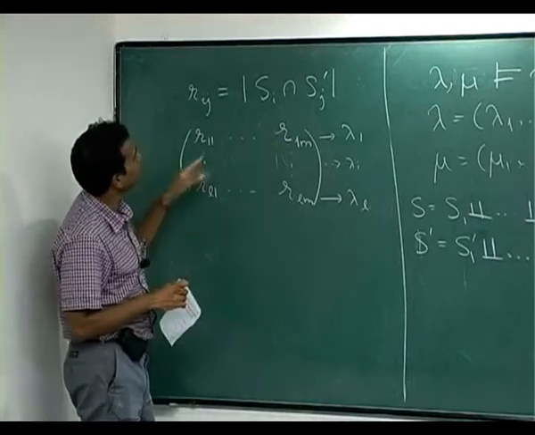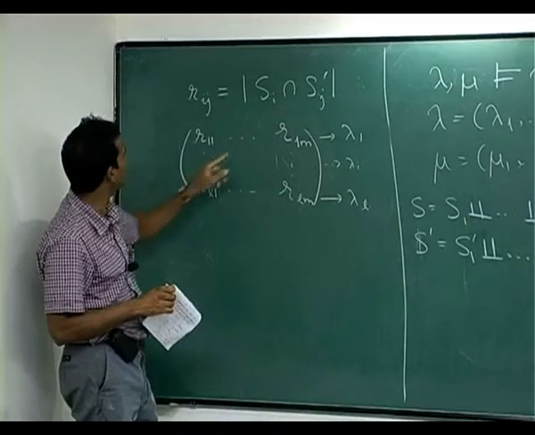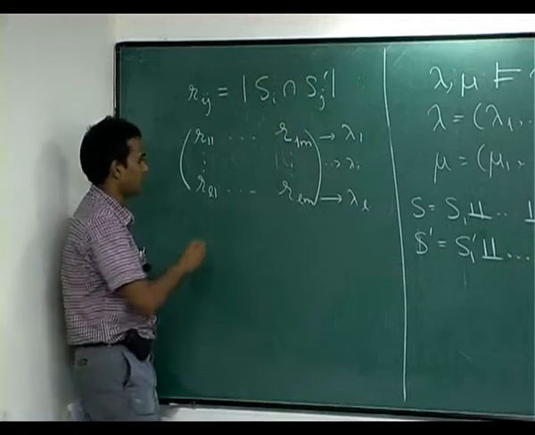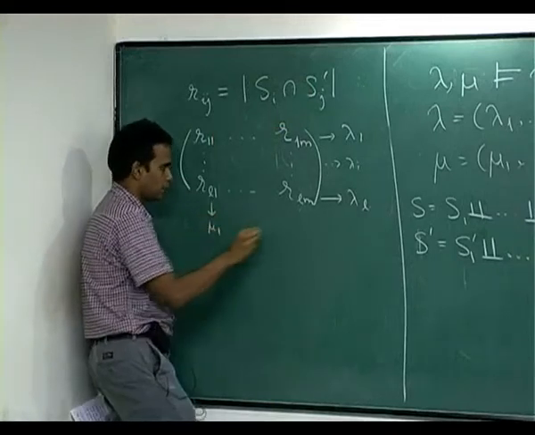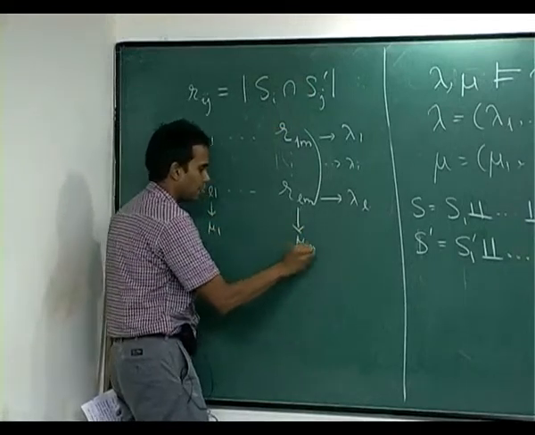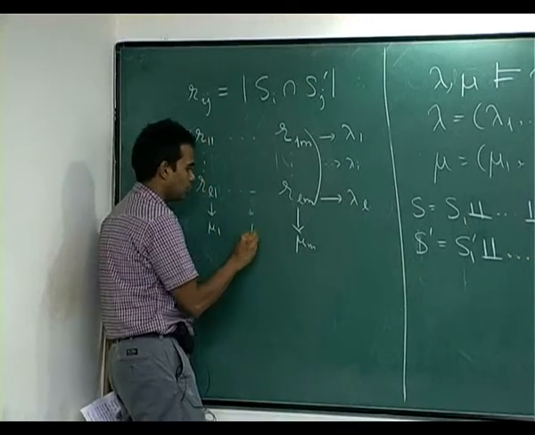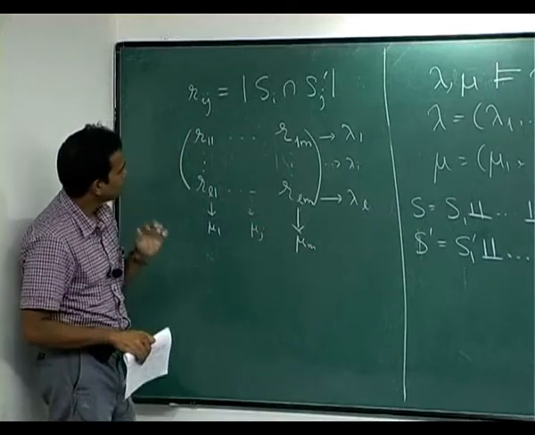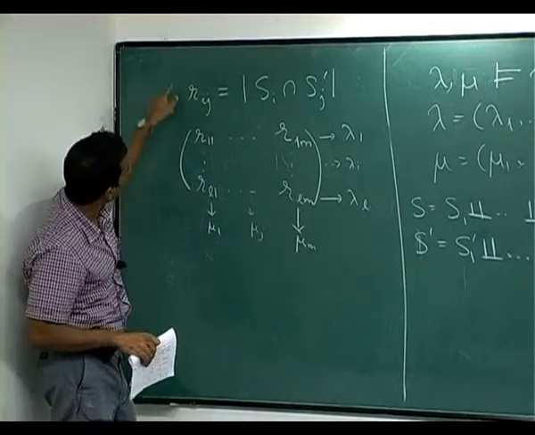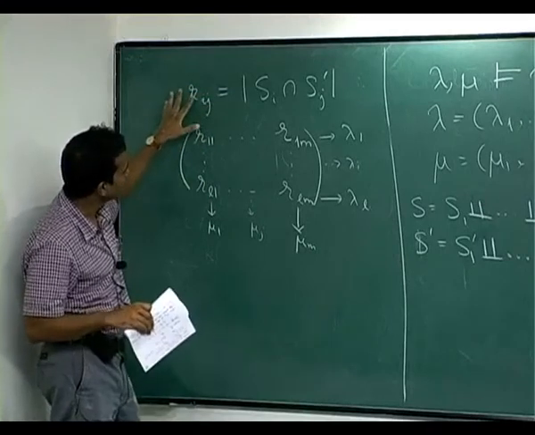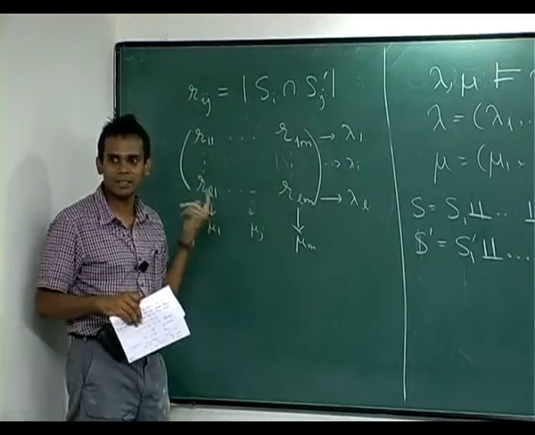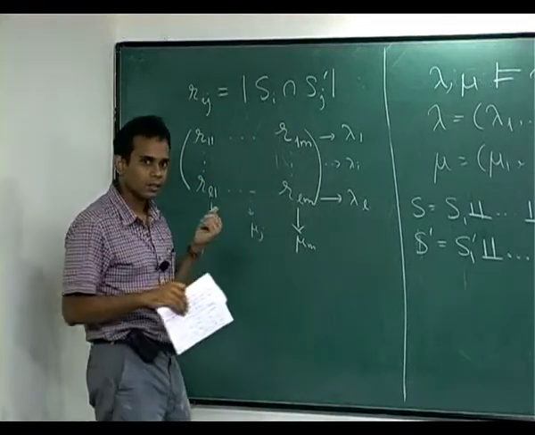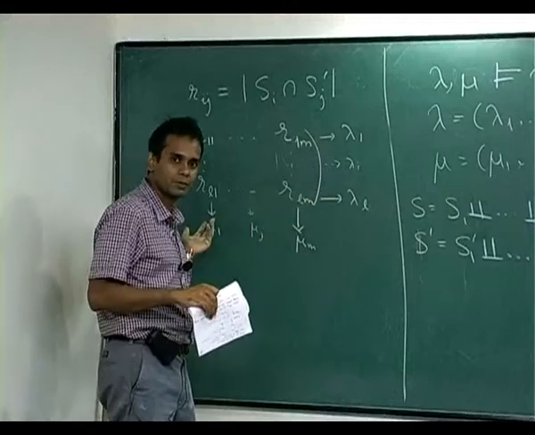What about the columns? It goes the other way around. Now I'm fixing j and letting i vary. So I get the mu's. Here I get mu1 up to mu m. At the jth stage I'll get mu j. So these numbers, now we have so many of them, we've been able to organize them nicely. We get a matrix whose entries are all non-negative integers, whose row sums are lambda and column sums are mu.